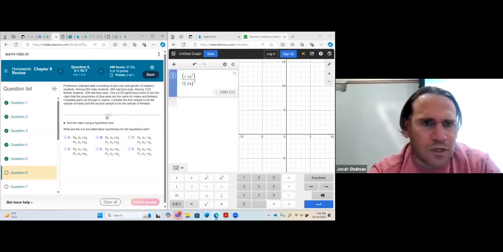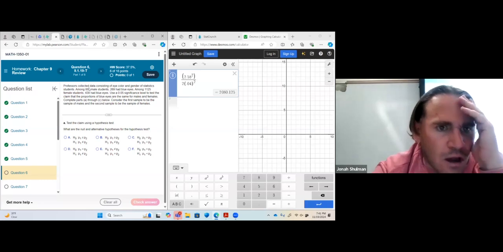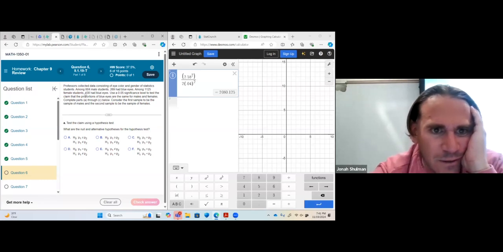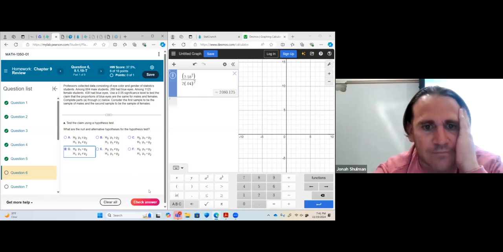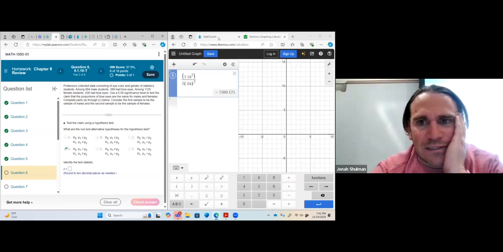Let's keep on trucking. So a professor collected data of eye color and gender of statistics students. Among 884 male, 269 had blue eyes. Among the female that had blue eyes, at the 0.05 significance level, claim that the proportions of blue eyes are the same for males and females. So it doesn't say that it's greater than or equal to. So one's going to be equal, one's going to be not equal. It's a two-tailed test.